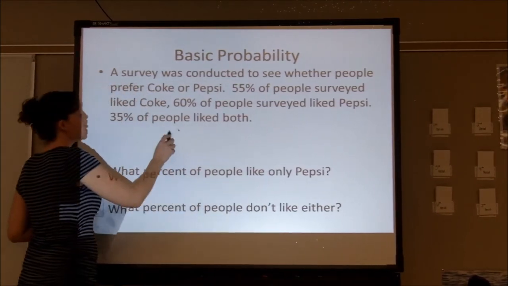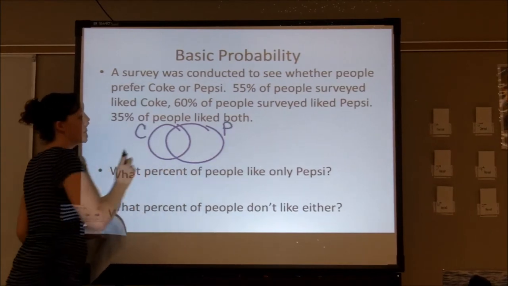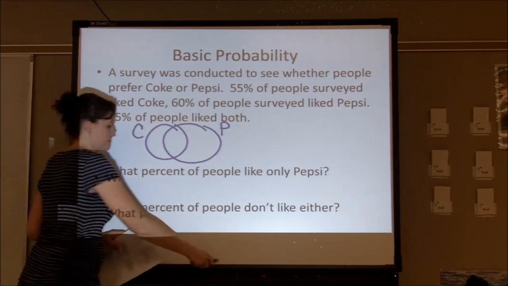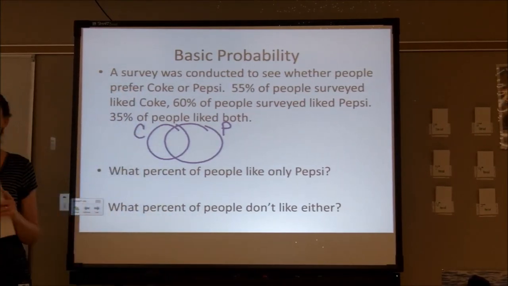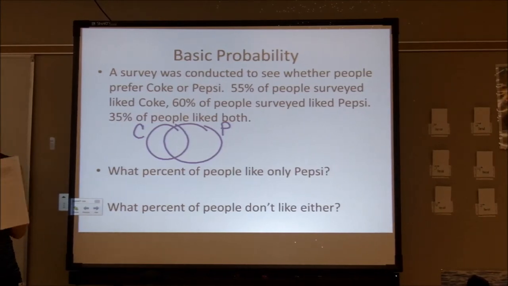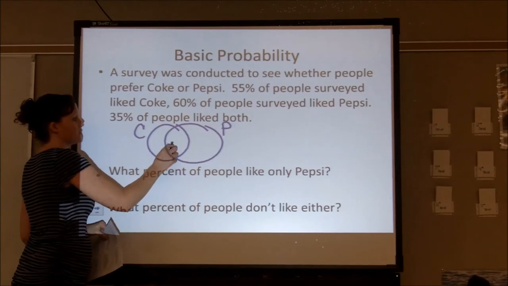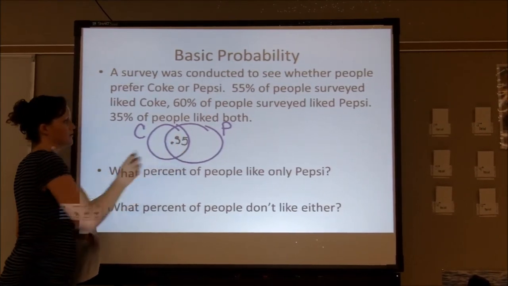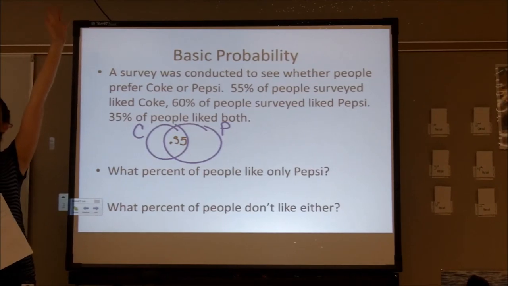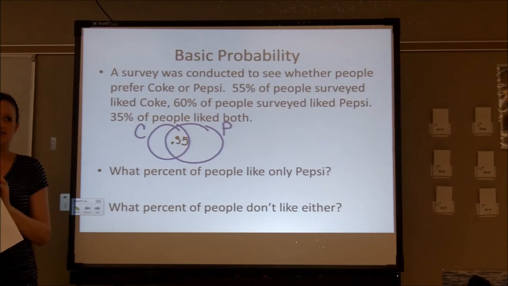Let's go ahead and start our Venn diagram. Coke. Pepsi. Where should we start? In the middle. And what goes in the middle? 35%. Is it okay if I write this as a decimal? Yes. Can somebody raise their hand and tell me what they would do next?